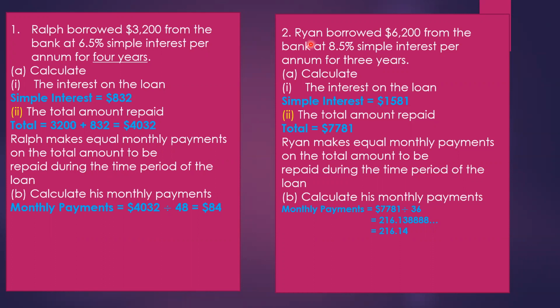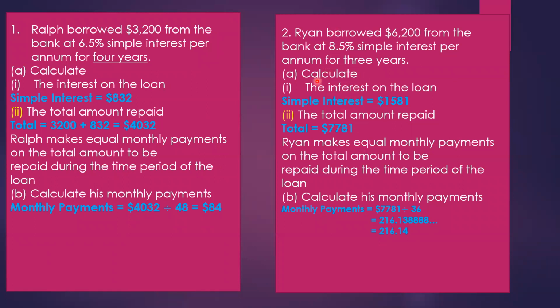Ryan makes equal monthly payments on the total amount. For the monthly payment, we'd first put the total repayment, which is 6,200 plus 1,581 equals 7,781, and divide by 36, which is 3 times 12. 3 times 12 equals 36, and you get 206.138.